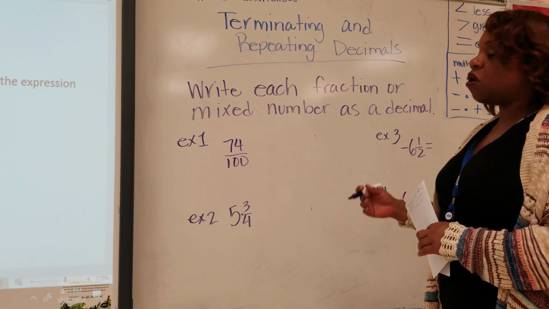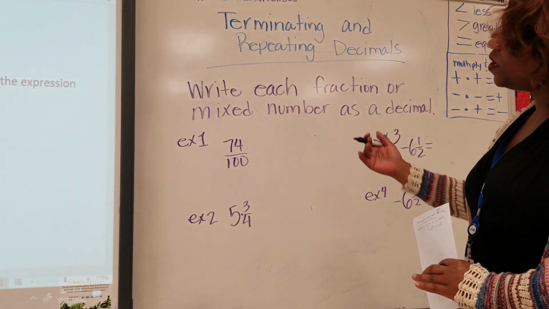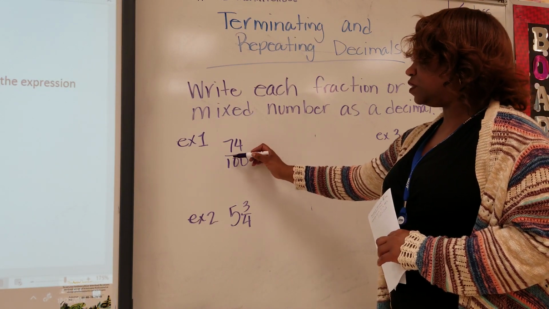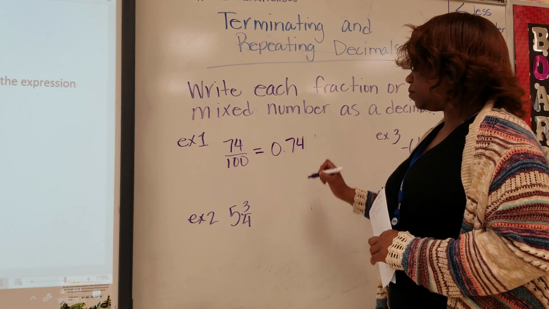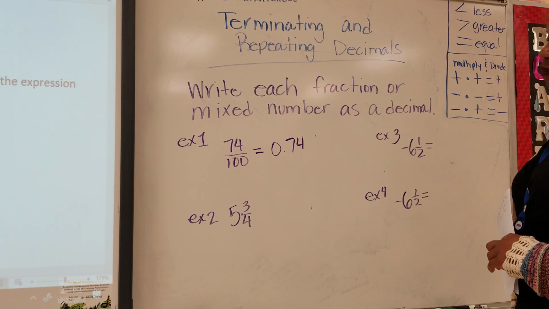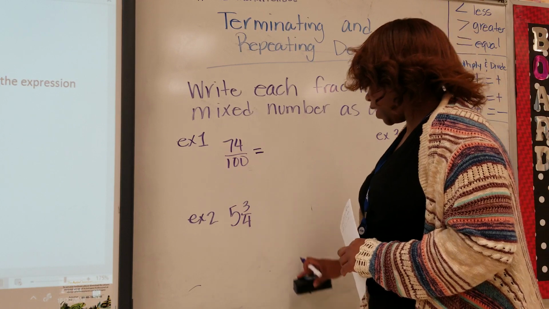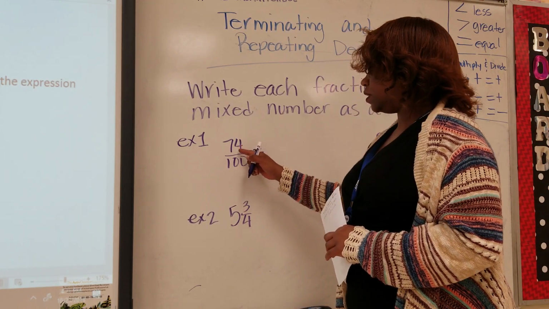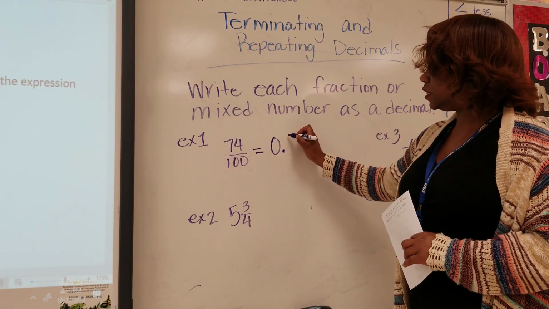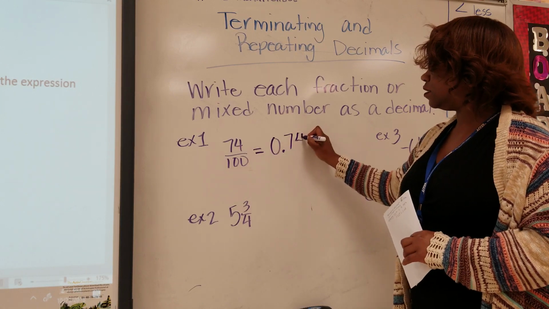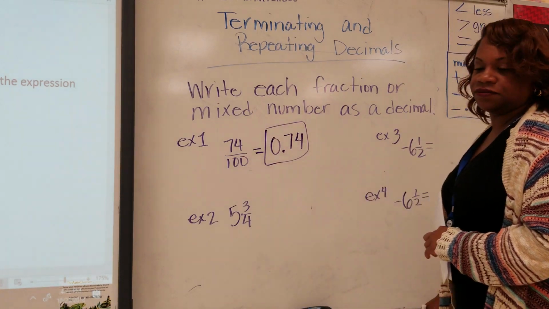All right, so all you have to do, either A, you can put in the calculator 74 divided by 100, and you will get 0.74. Okay? Or, in this case, since you already have the 100 at the bottom, you already know that this is going to land in the hundreds place. So this is the tenths place, and then this is the hundreds place. And that is your answer.